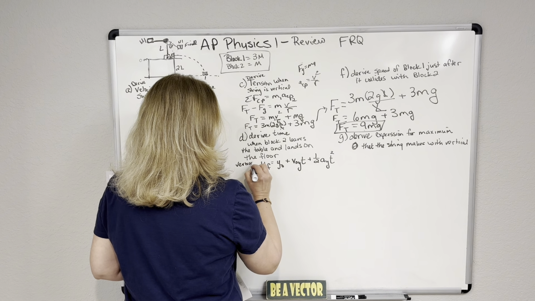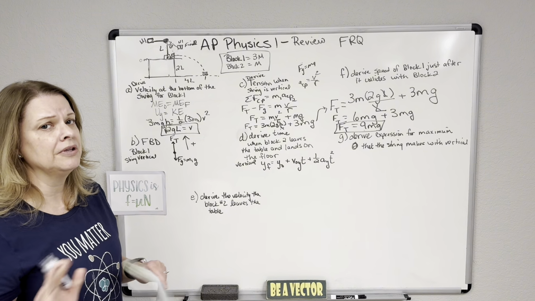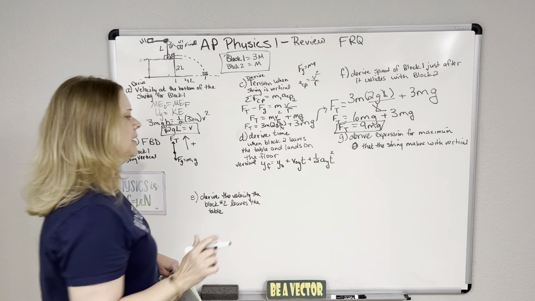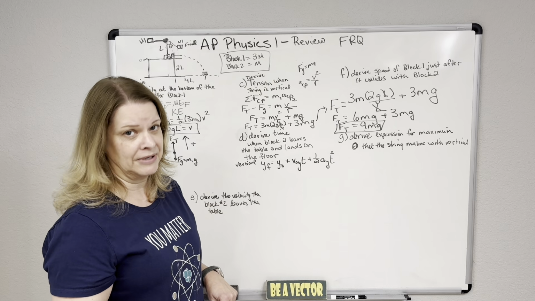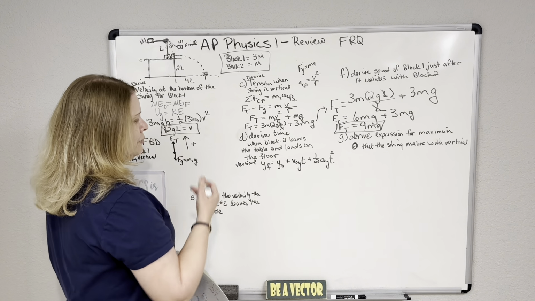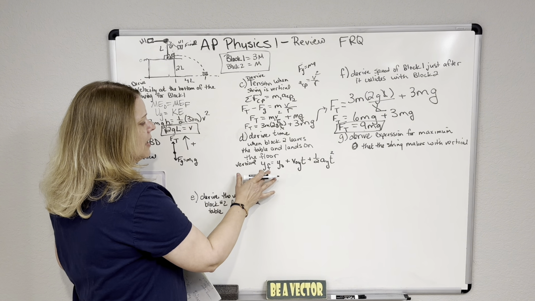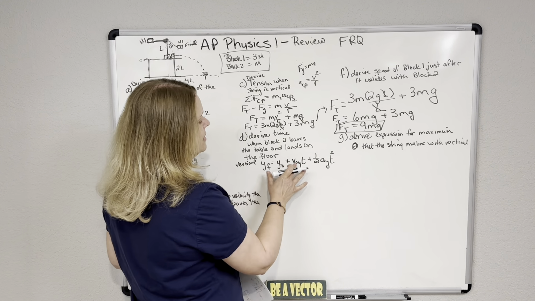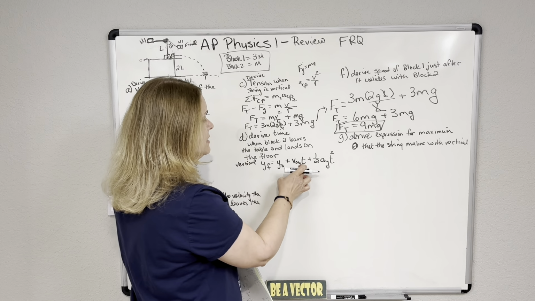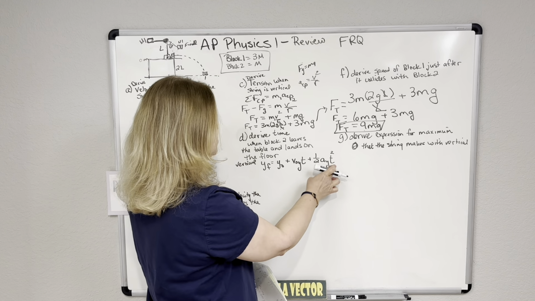Remember, the vertical direction and the horizontal direction are completely separate in projectile motion, right? What is happening in one direction is not what's happening in the other direction. Vertical versus horizontal. So I'm going to be in the vertical here, and I've got my final position in the y equals my initial position in the y plus my initial velocity in the y times time plus 1/2 my acceleration in the y times time squared.